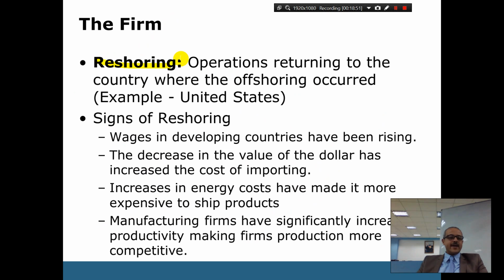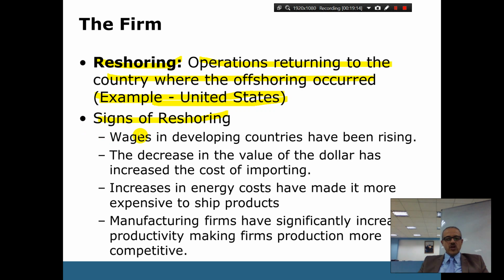Reshoring is when they come back. So operations are returning to a company where the offshoring occurred. So the example is the USA, and we talked also in the other class about how there are maybe some rules and regulations that may bring back some of the jobs that used to be exported to Yemen. We talked about like Ma'waz business.